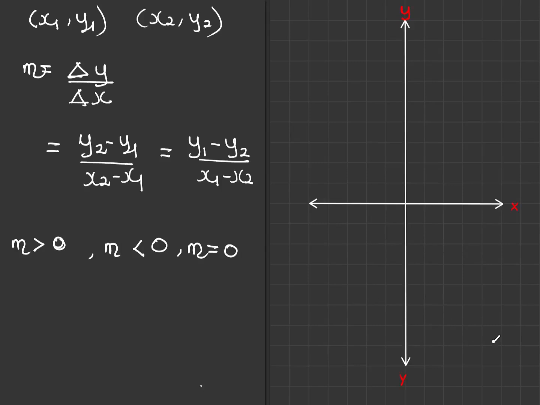Then the last type we'll be looking at is when your gradient is undefined, or we say when your gradient is infinity.